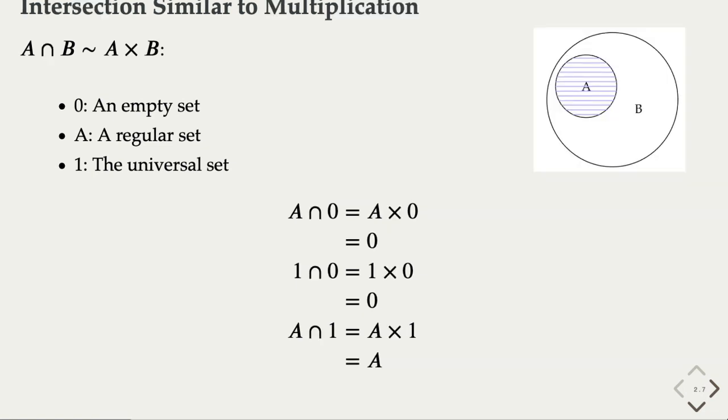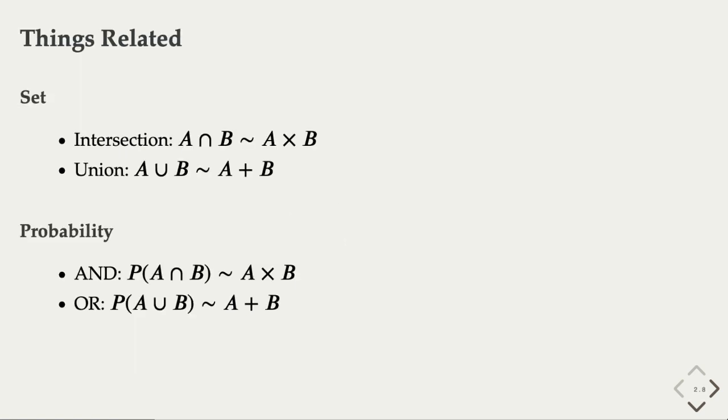Likewise, intersection and multiplication are similar. The intersection between a set A and an empty set 0 is always an empty set. This is like A times 0 equals 0, and 1 times 0 also equals 0. The intersection between a set A and a universal set 1 is A, and you can think of it as A times 1 is still A. In fact, for any set A that is a subset of B, their intersection is A, and their union is always B. Now we have looked at the similarity of intersection versus multiplication and union versus addition.